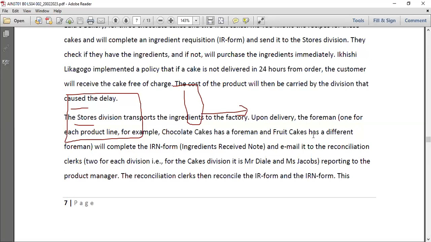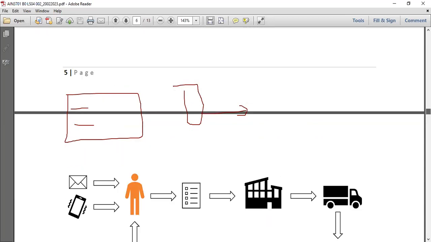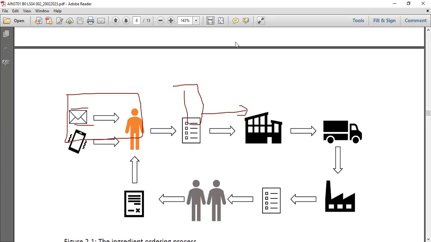Ikishilika Gogo implemented a policy that if a cake is not delivered in 24 hours from order, the customer will receive the cake free of charge. The cost of the product will then be carried by the division that caused the delay. Is that right? The stores division transports the ingredients to the factory. So this is the stores transferring the what? Transporting the goods to the factory. Right. Then the factory.